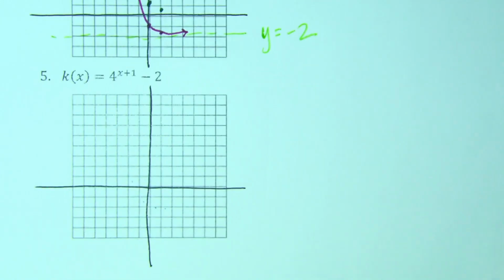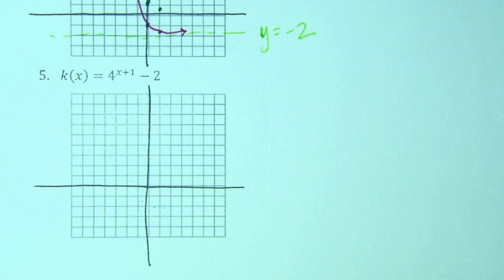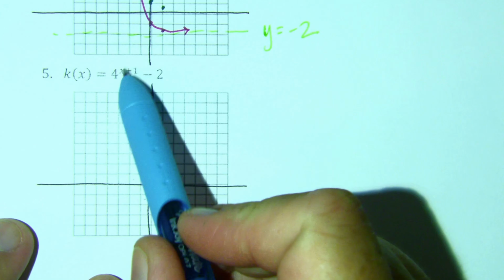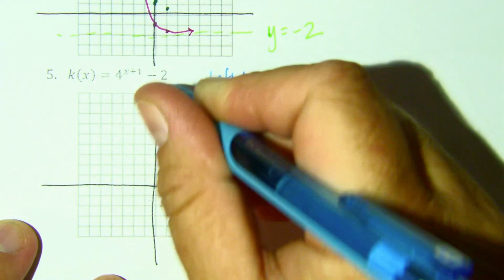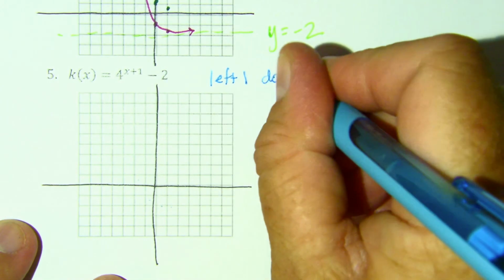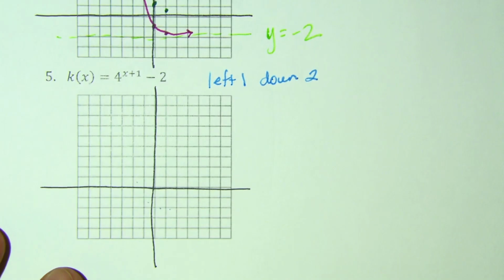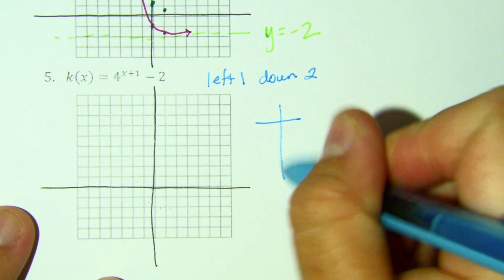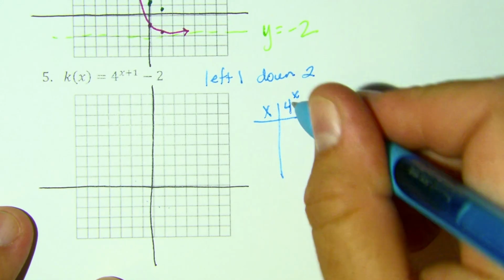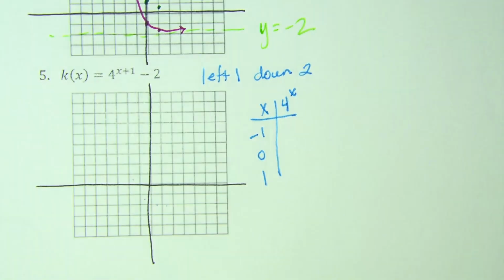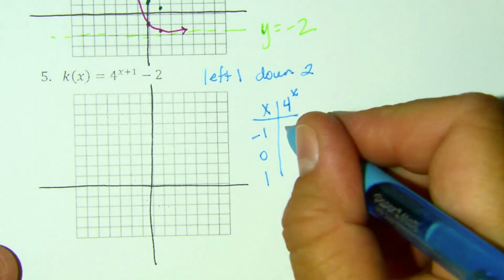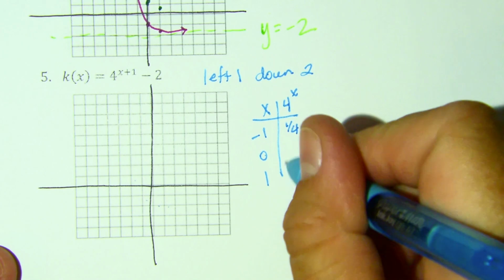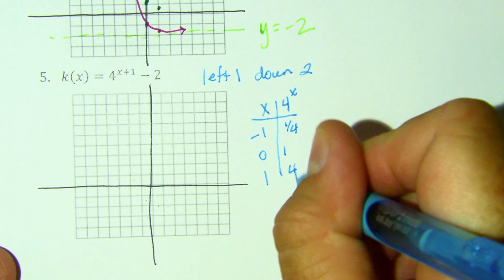Let's do one more. And here we have a horizontal and a vertical shift. Remember, inside it's the opposite of what you think. Plus 1 actually moves left 1, and then the minus 2 is down 2. So we're going to make a table of points with 4 to the power of x. I'm just going to use those 3 again. Negative 1, 4 to the negative 1 would be 1/4. 4 to the 0 would be 1, and 4 to the first power is 4.